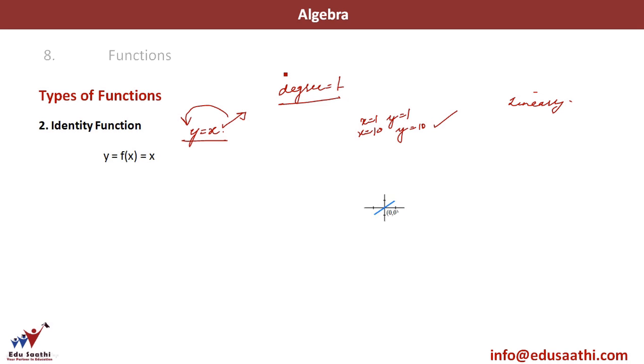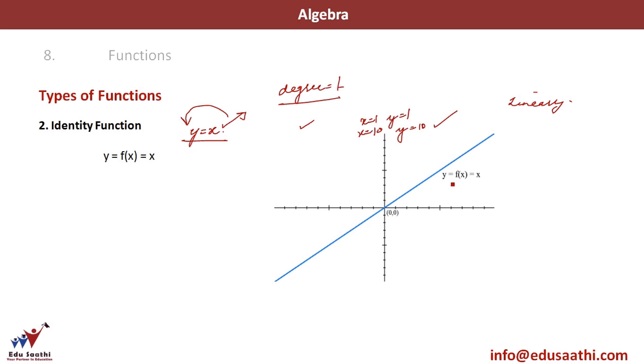So if I plot the graph, this is how the graph of y is equal to f(x) would look like. The graph that you will have for y is equal to x is a straight line, a linear line, because the degree is 1, passing through the origin, making an angle of 45 degrees with the origin, and therefore the slope of this line is 1. The slope of this line is given by tan of 45 degrees, which is 1. Whatever be the value of your input, the same will be the value of your output.